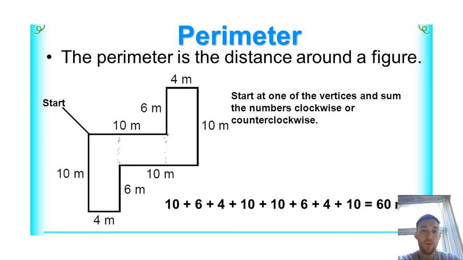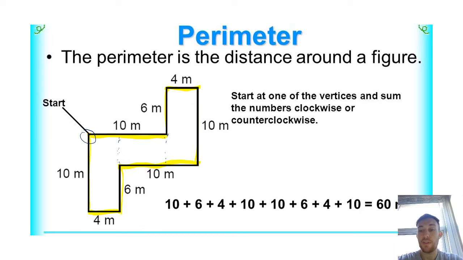So as we can see, we need to go around each side and make sure that each side has a measurement, so that we can definitely be accurate with working out the perimeter. So from our starting point, we can see that this length is 10 meters, this length 6 meters, 4 meters, 10 meters, 10 meters, 6 meters, 4 meters, 10 meters.